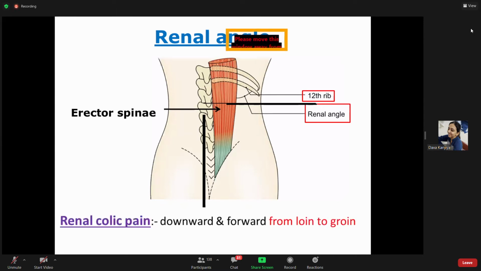See, in case of a patient having a kidney stone, they feel colicky pain first over the renal angle, and this area is also called the loin. And this renal colicky pain extends downward and forward from the loin towards the groin. So this is the pattern of the renal colicky pain. It is first felt over the renal angle.